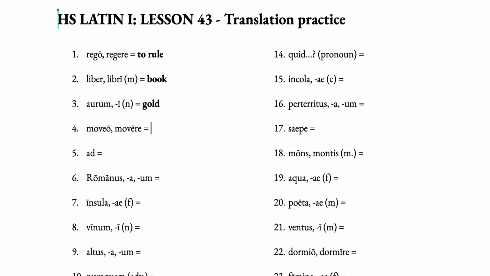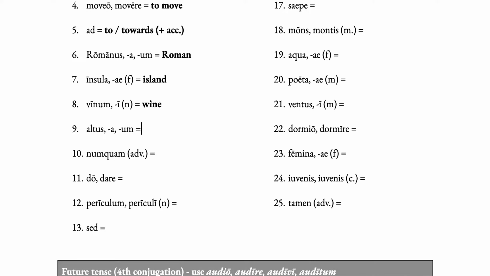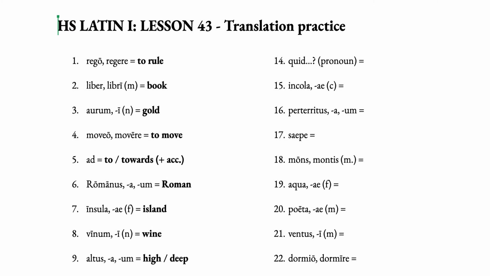Then movere is to move. Ad means to or towards and takes accusative. Romanus means Roman. An insula is an island. Vinum is wine. Altus means high, or if it's water or something like that, it can mean deep. Numquam means never. Dare is to give. Periculum is danger. Sed means but.